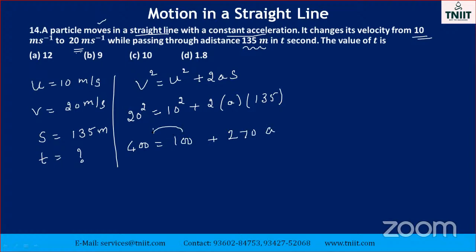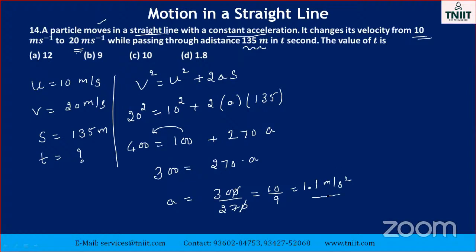If I shift this 100 to the other side, it becomes 400 minus 100. That will be 300, which is equal to 270 times a. So the a value will be 300 divided by 270. So this 0 will get cancelled. 30 by 27, that is 10 by 9. 10 by 9 is approximately 1.1, or 1.11 meter per second square.